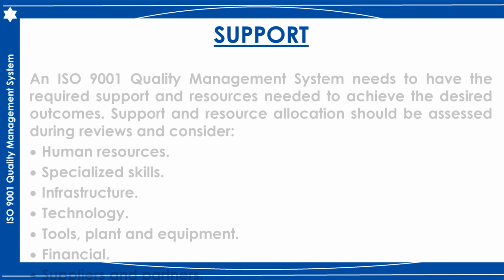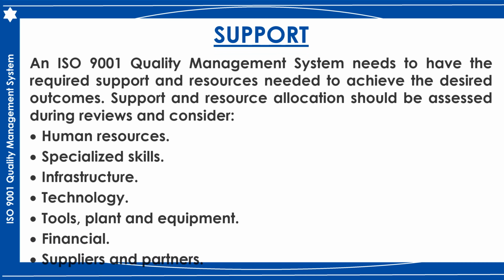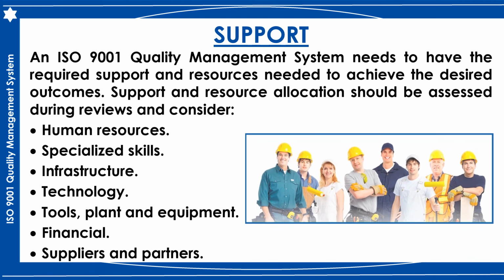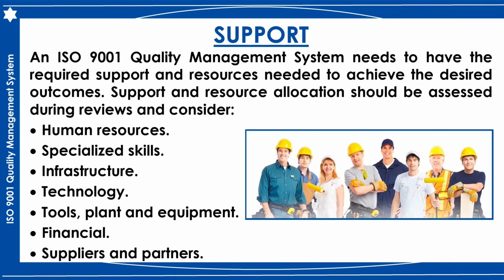Support. An ISO 9001 quality management system needs to have the required support and resources needed to achieve the desired outcomes. Support and resource allocation should be assessed during reviews and consider human resources, specialized skills, infrastructure, technology, tools, plant and equipment, financial, suppliers and partners.